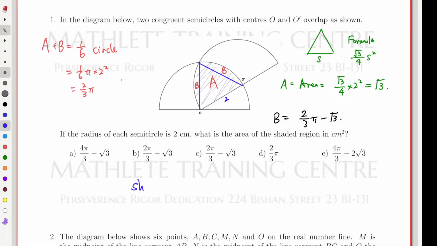Therefore, the shaded area that we have here will be equal to A plus 2B, that's square root of 3 plus 2 times 2 over 3 pi minus square root 3. So the result is 4 over 3 pi minus square root 3.